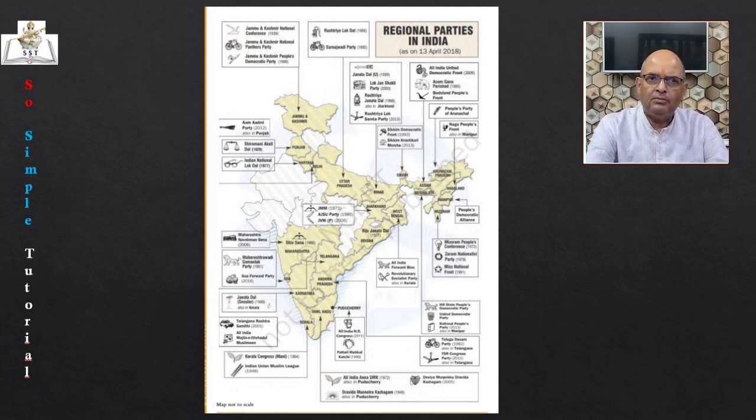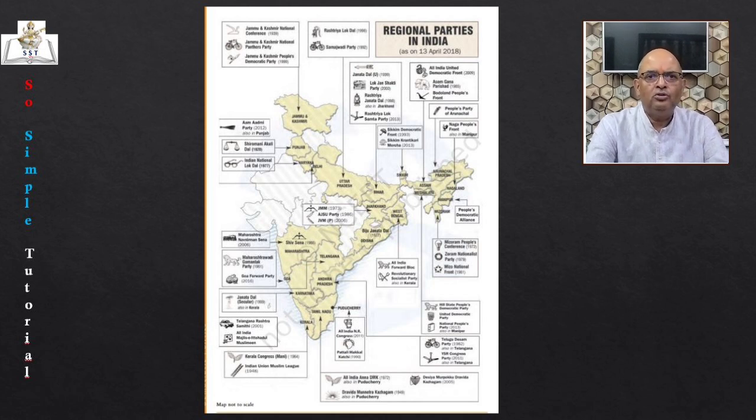In UP, Samajwadi Party and Rashtriya Lok Dal are the regional parties. Samajwadi Party has been ruling UP since 2012 and had been in power in the state for about a decade. Since it was founded in 1992, it had also shared power at the center.